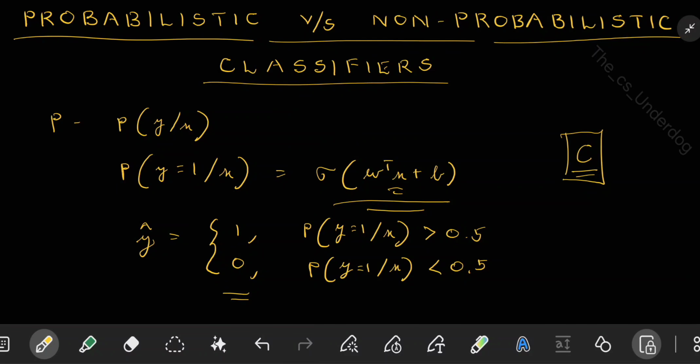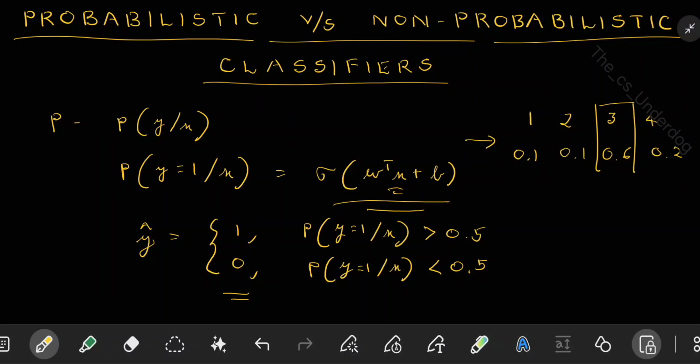If it is a multi-class classification, then what will a probabilistic classifier do? If you have different classes 1, 2, 3 and 4, it will tell you that according to it, for this particular example, the probability that it belongs to class 1 is maybe 0.1. For class 2, it is 0.1. Class 3, it is 0.6. And class 4, it is 0.2. From this, you choose the class with the highest probability as the class for this example. This is how you do classification in a probabilistic classifier.